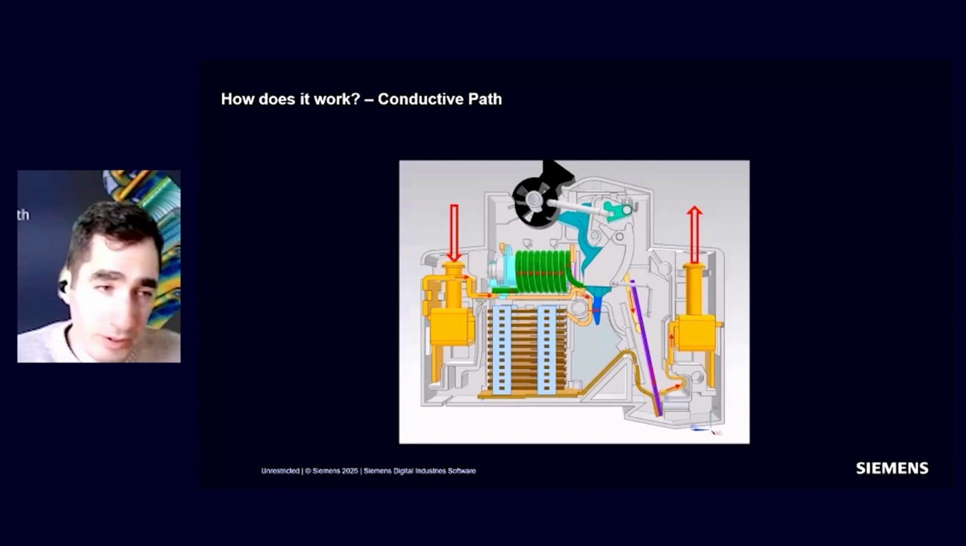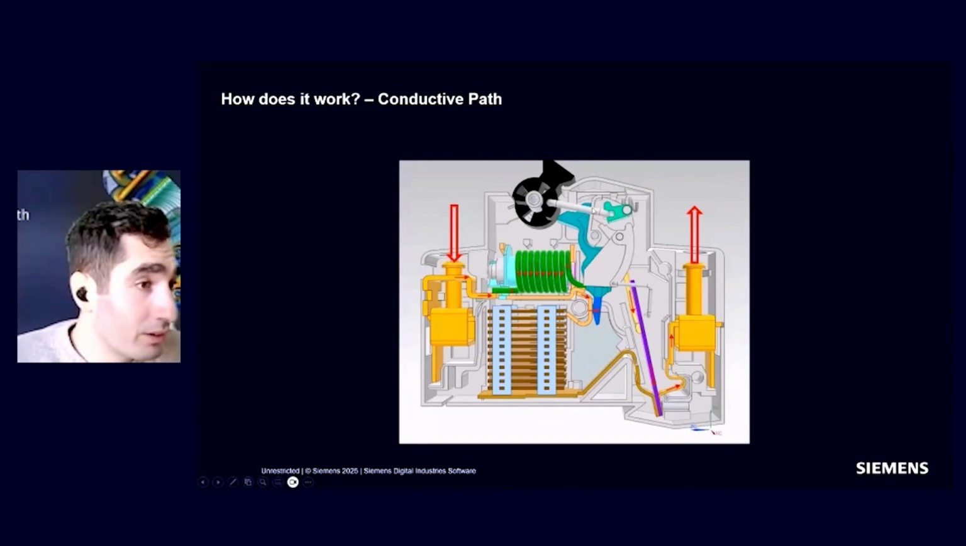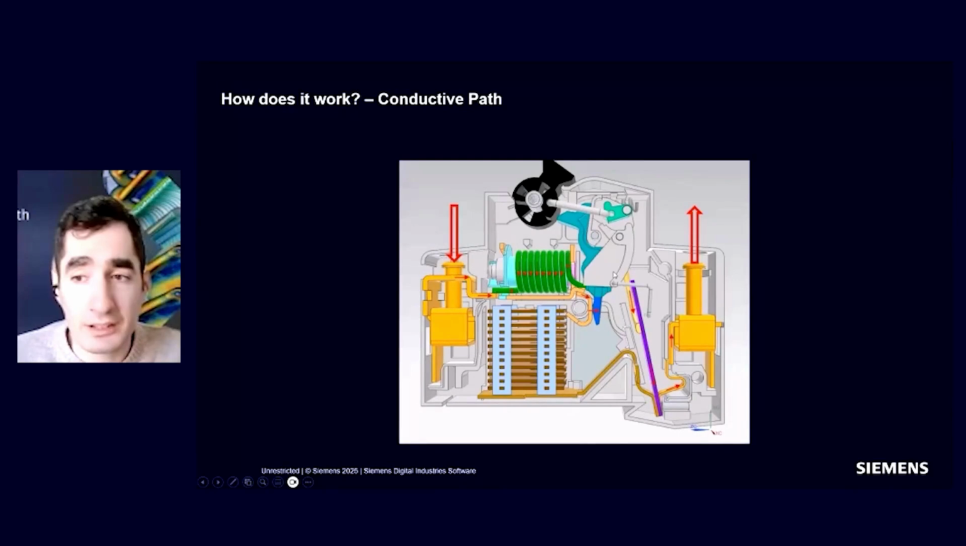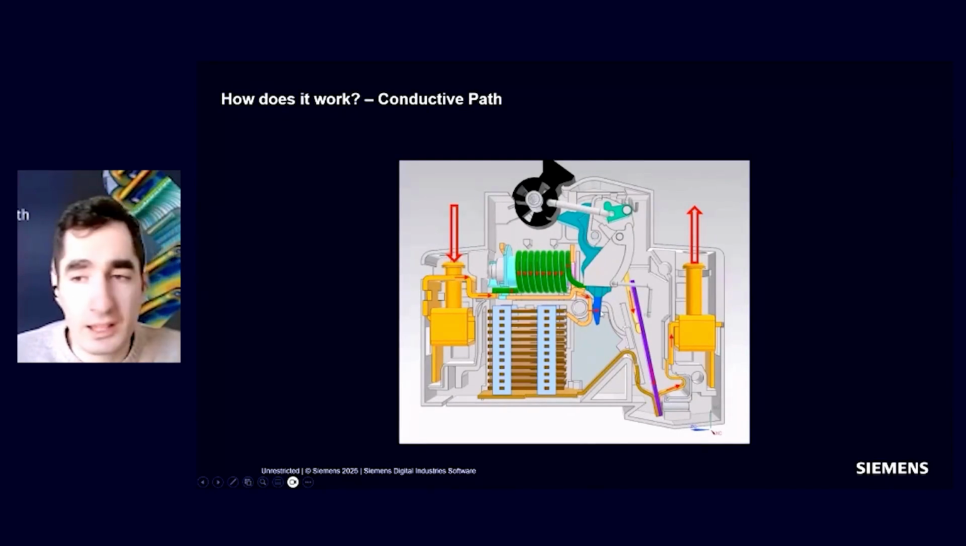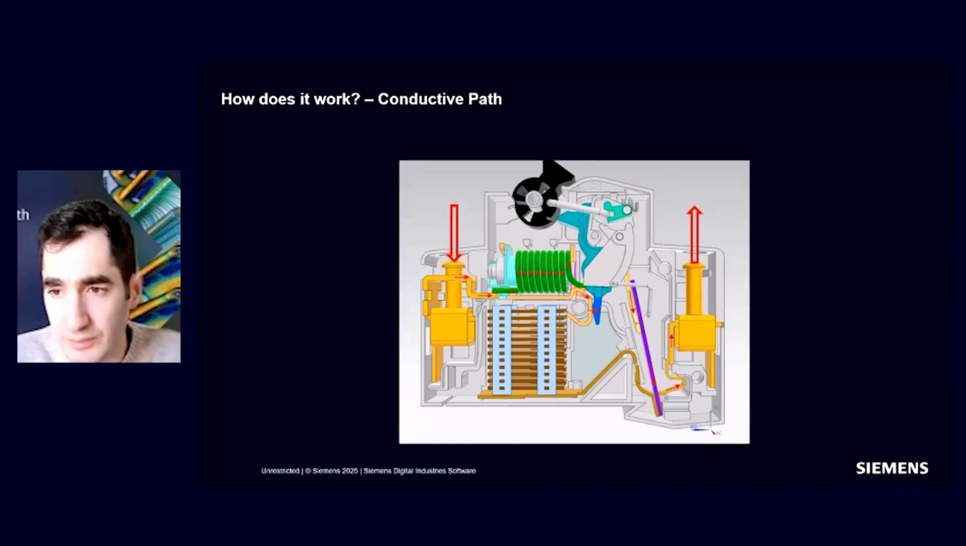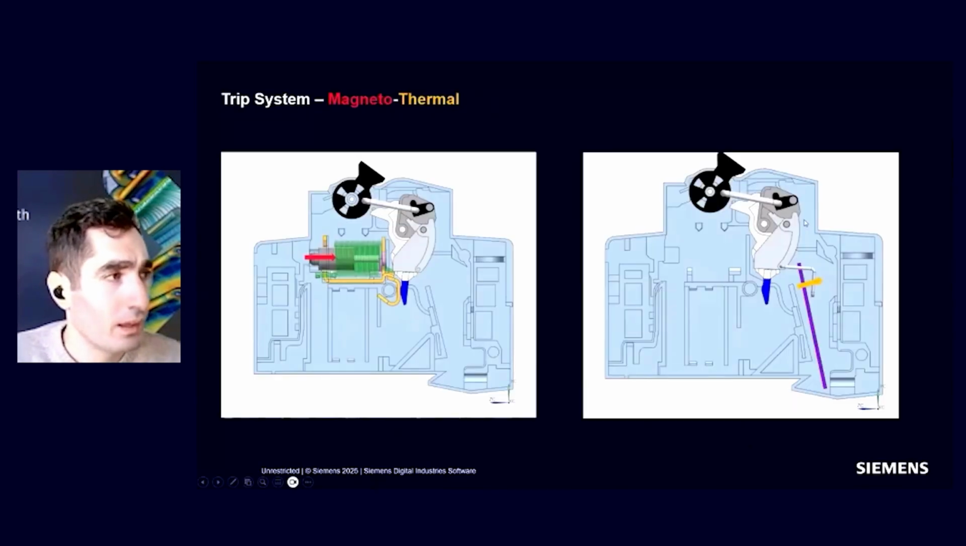This process involves a mechanical movement. You can see all these levers here, then electrical contact separation, which we can see here, and then arc suppression. Each of these processes presents unique engineering challenges. Then let's have a look at the trip system closely.